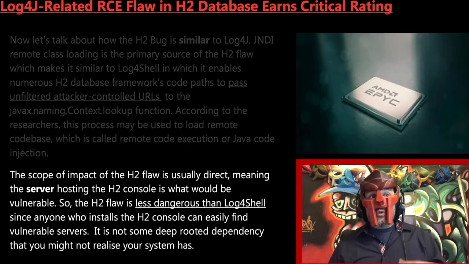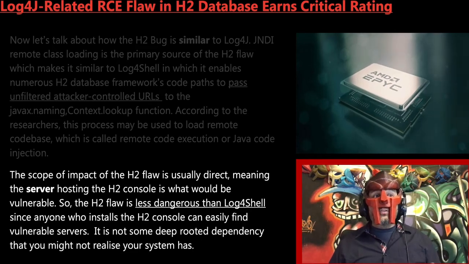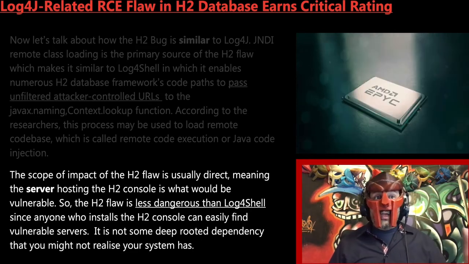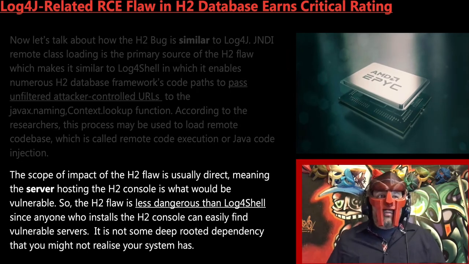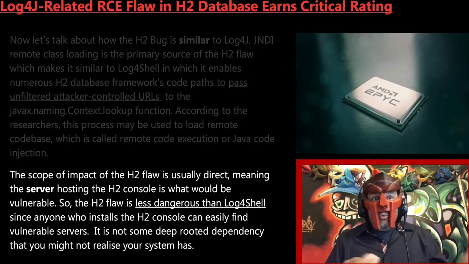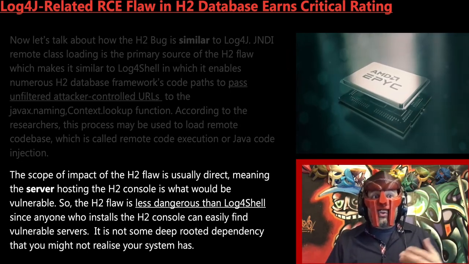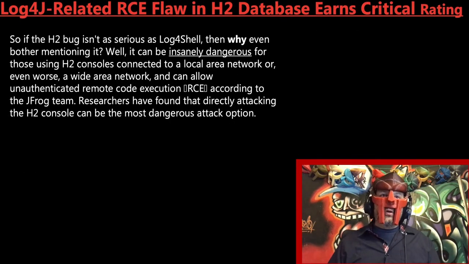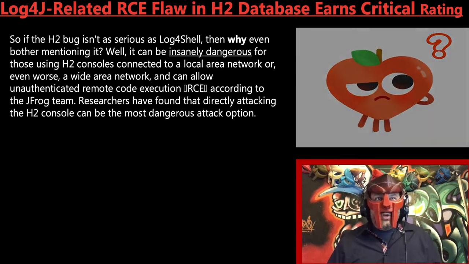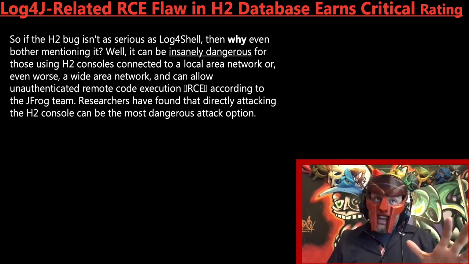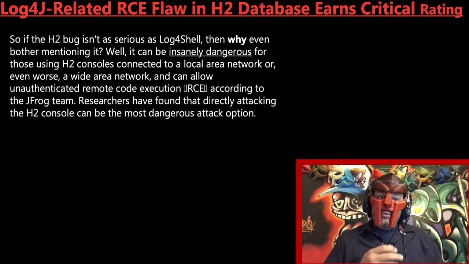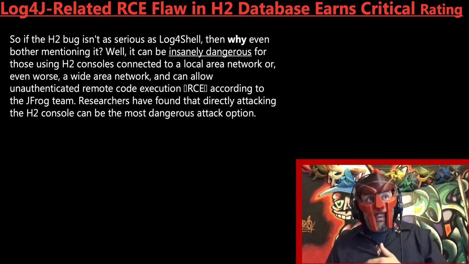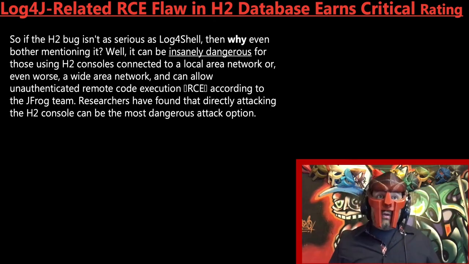So the H2 flaw is less dangerous than Log4Shell since anyone who installs the H2 console can easily find the vulnerable servers. It's not some deep-rooted dependency that you might not realize your system even has. So if the H2 bug isn't as serious as Log4Shell, then why are we even bothering mentioning it? Well, it can be insanely dangerous for those using H2 console connected to a local area network or, even worse, a wide area network, and can allow unauthenticated remote code execution according to the JFrog team.